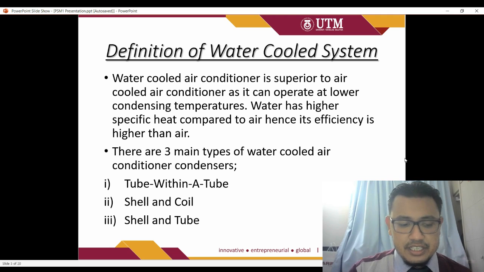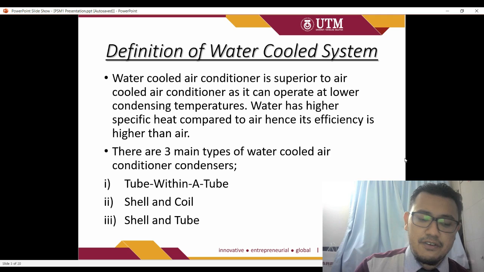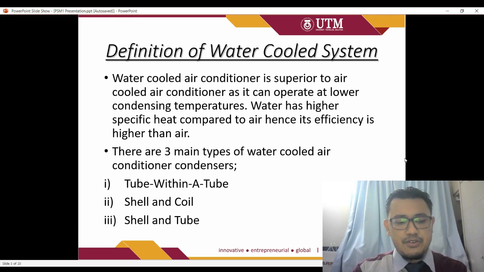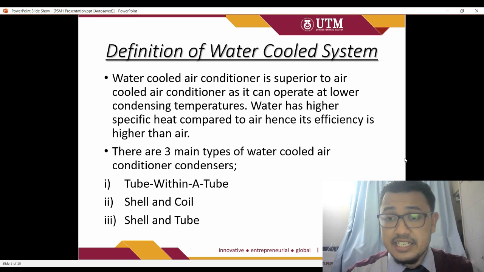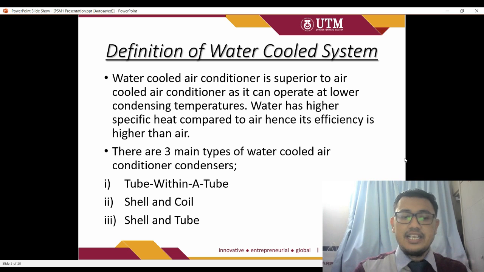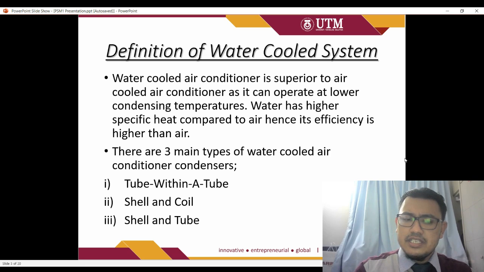The second is shell and coil. This configuration consists of a shell, which can be steel, containing a coil of tube, usually made from copper. Water inside the coil cools the hot gas refrigerant in the shell. Hot gas is usually fed from the top of the shell and contacts the coil. The gas that condenses is further cooled down into a subcooling state at the bottom of the shell.